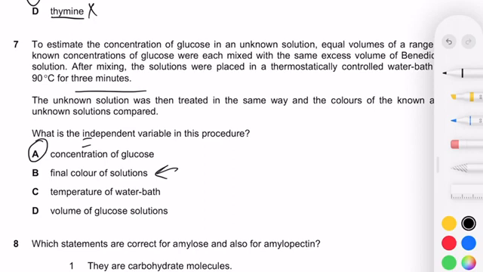We have to focus on whether they said independent or dependent, because dependent will be the final color of the solutions. Okay, temperature is a control variable, volume of glucose solution, another controlled variable.